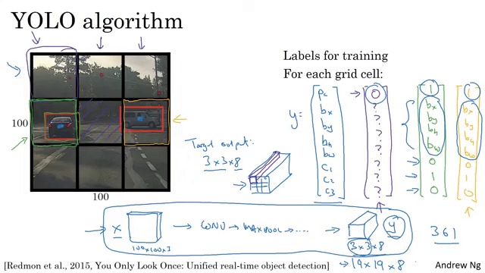One nice thing about the YOLO algorithm, which accounts for its popularity, is that because this is a convolutional implementation, it actually runs very fast. So this works even for real-time object detection. Now, before wrapping up, there's one more detail I want to share with you, which is how do you encode these bounding boxes, bx, by, bh, bw? Let's discuss that on the next slide.